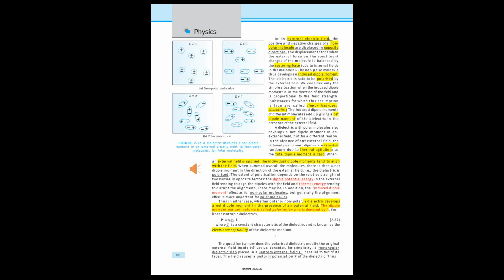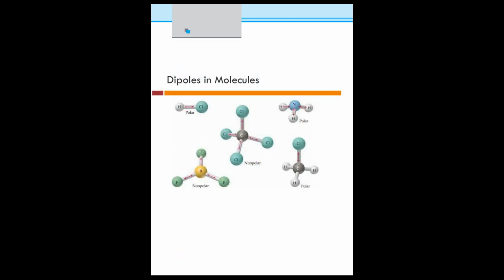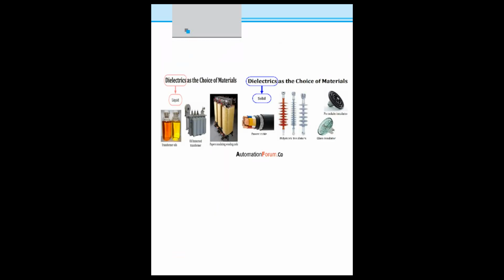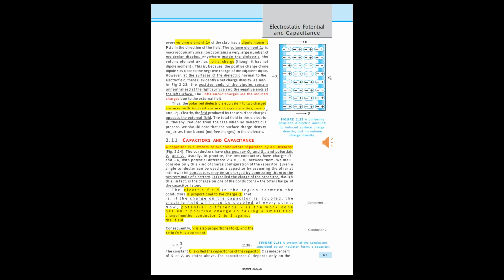The question is, how does the polarized dielectric modify the original external field inside it? Let us consider, for simplicity, a rectangular dielectric slab placed in a uniform external field E0 parallel to two of its faces. The field causes a uniform polarization P of the dielectric. Thus every volume element ΔV of the slab has a dipole moment PΔV in the direction of the field. The volume element ΔV is macroscopically small but contains a very large number of molecular dipoles.